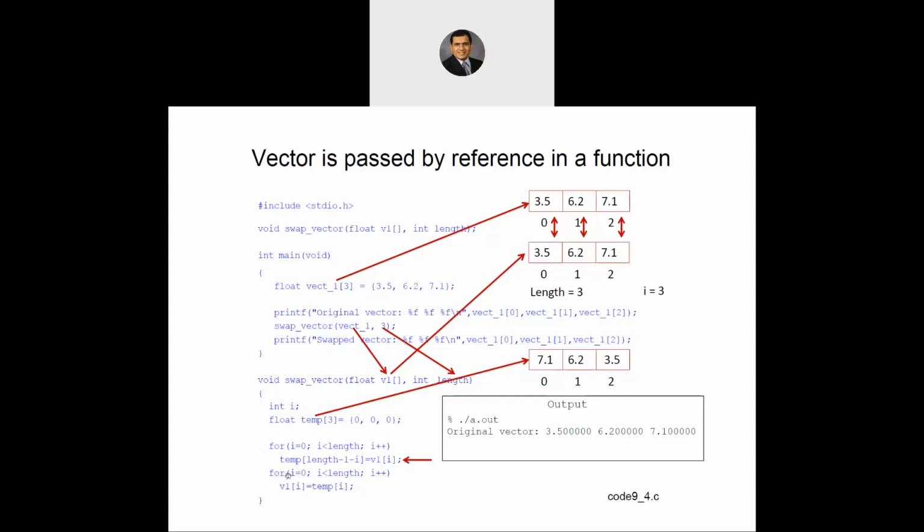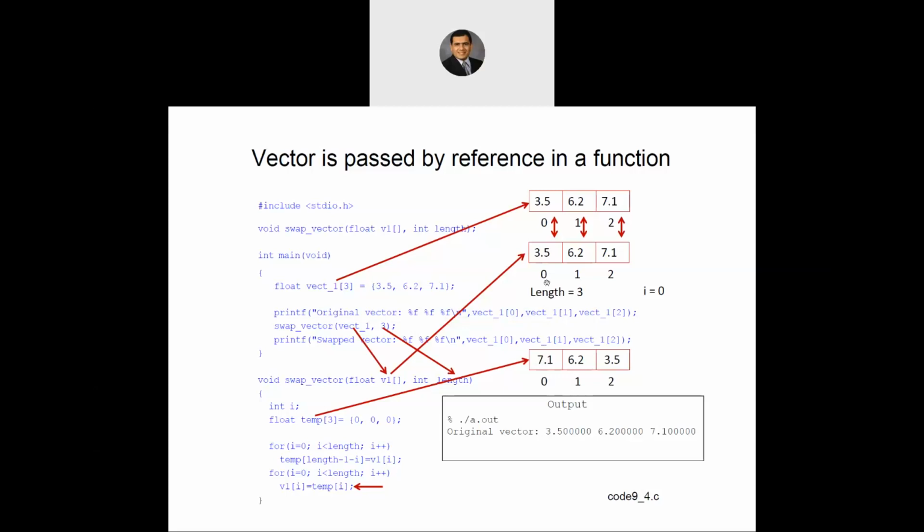So it comes over here, and here we say I is equal to 0. I value is changed from 3 back to 0. Okay? Again, I is less than length. Length value is 3. So 0 is less than 3. True goes inside. V1 I, that is, I value is 0. V1, 0, we're talking about this subscript is equal to temp I. So this value will be changed to temp 0 subscript. So 3.5 will be changed to 7.1.